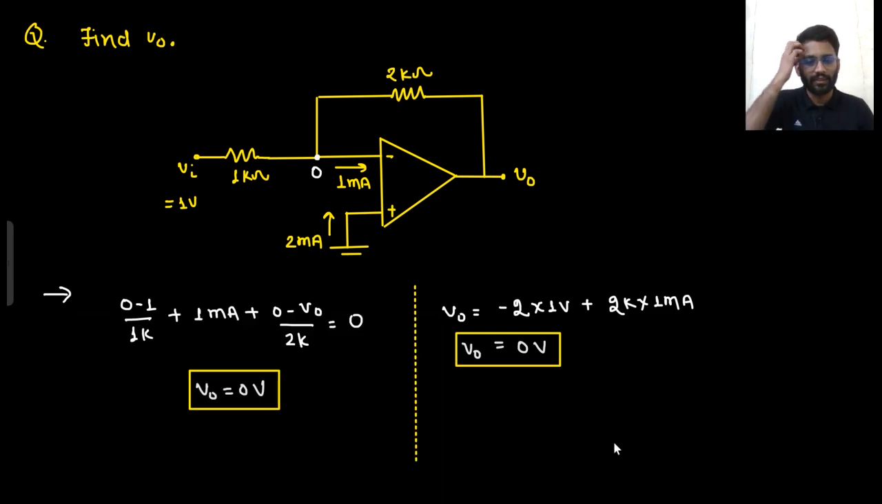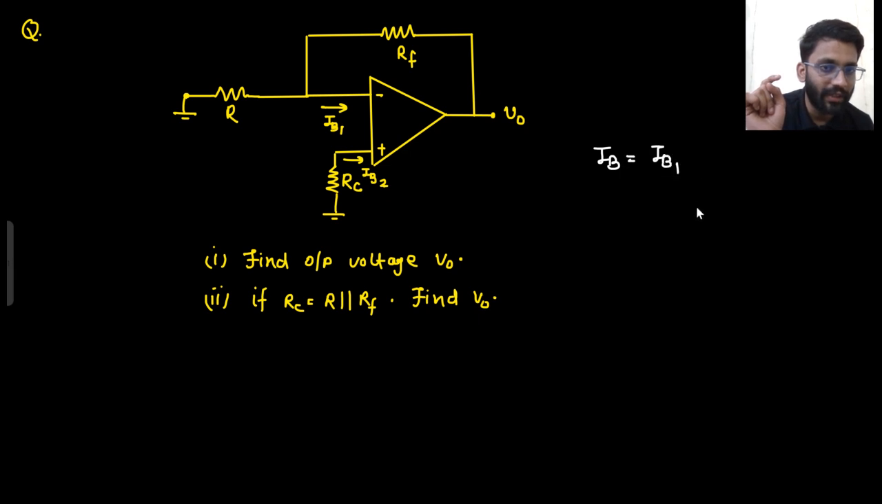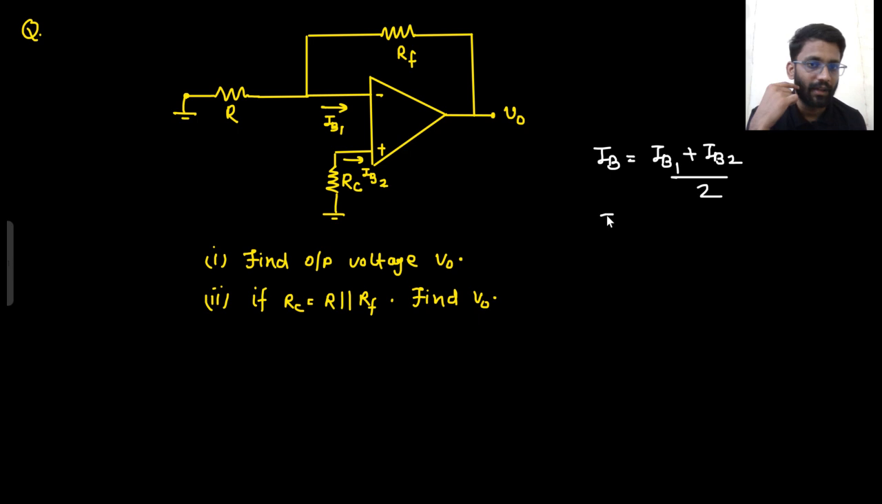So this was a very easy question. Let's see one more interesting problem. We have discussed IB1, IB2, but we did not discuss IB. What was your bias current? It was actually IB1 plus IB2 by 2, the input bias current. And what was your offset current? That was the modulus of IB1 minus IB2.